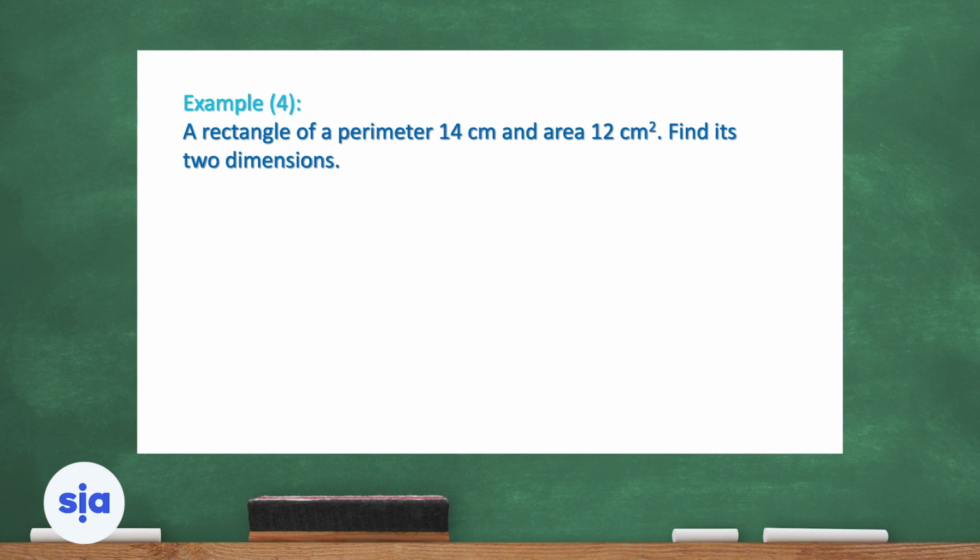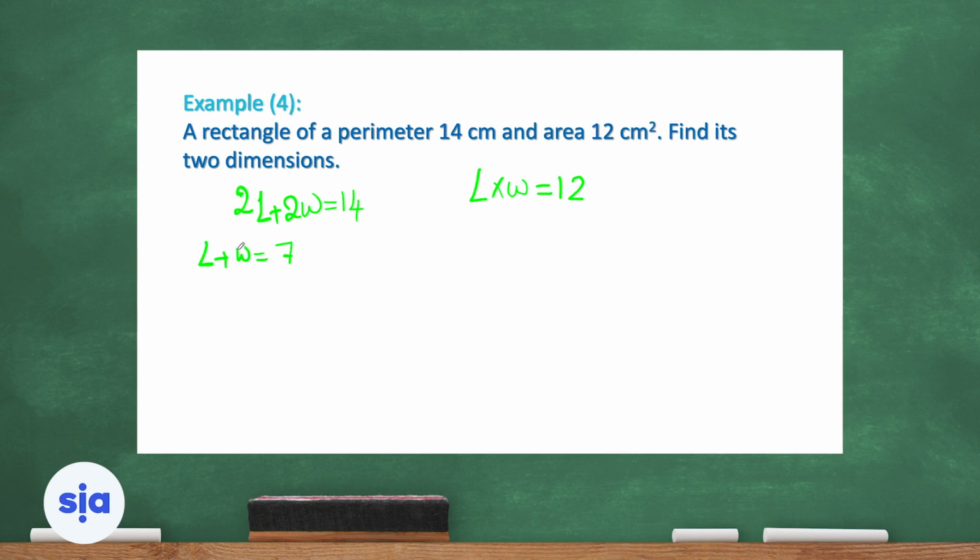Let's move to another example, which is example 4. A rectangle of perimeter 14 centimeters and area 12 centimeters squared. Find its two dimensions. What's the rule of the perimeter? Good job. So the perimeter is 2L plus 2W. So 2L plus 2W equals 14. If I divide it by 2, so L plus W is automatically equal to 7. And for the area, the length times width equals 12.